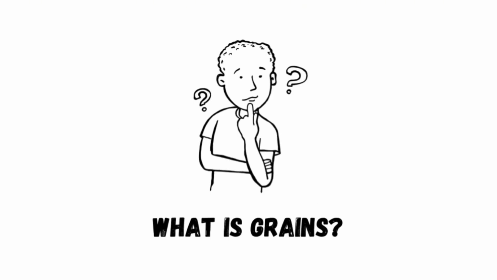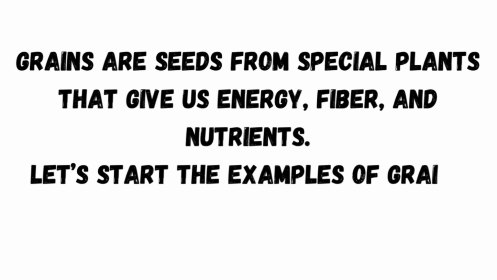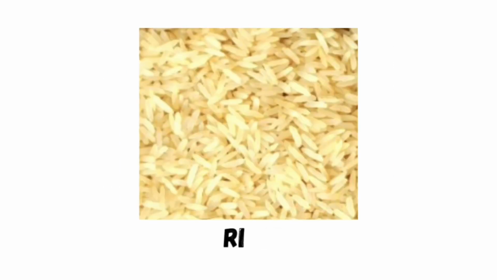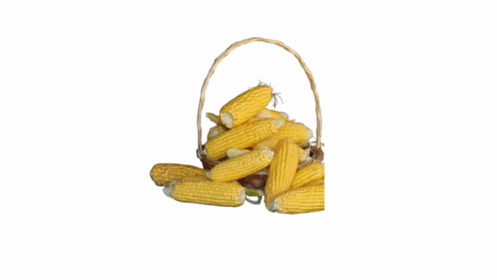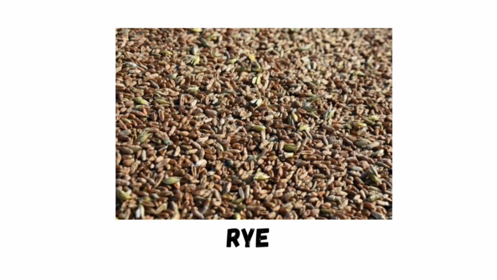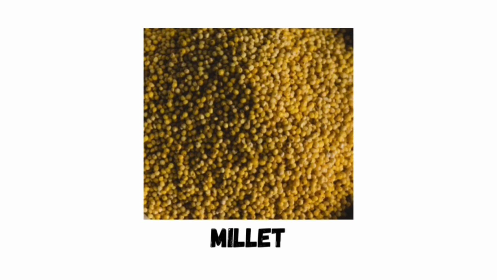What is grains? Grains are seeds from special plants that give us energy, fiber, and nutrients. Let's start the example of grain crops one by one. Wheat, rice, maize, corn, oats, rye, sorghum, millet.